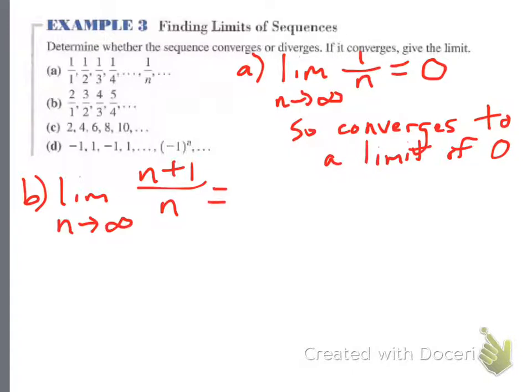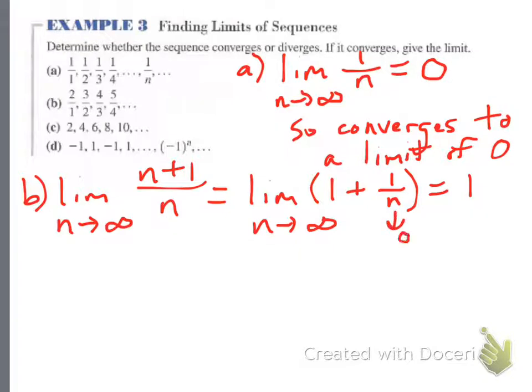Let me see if I can rewrite this to help us out here. What if I took each term on top and divided by the bottom? n divided by n is 1, plus 1 over n. All I did is take each term on top and divide by n on the bottom. Well, we already know that 1 over n approaches 0. So the limit is 1. So this converges because the limit turned out to be a number.